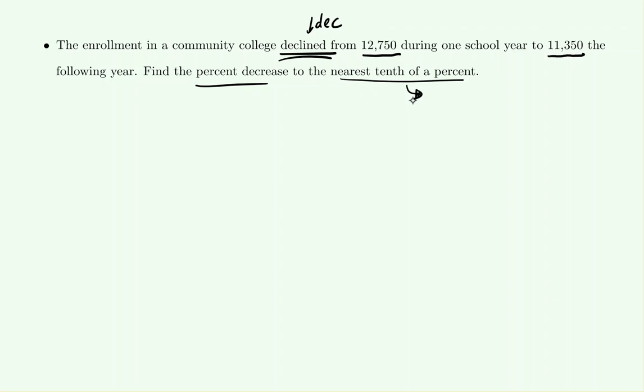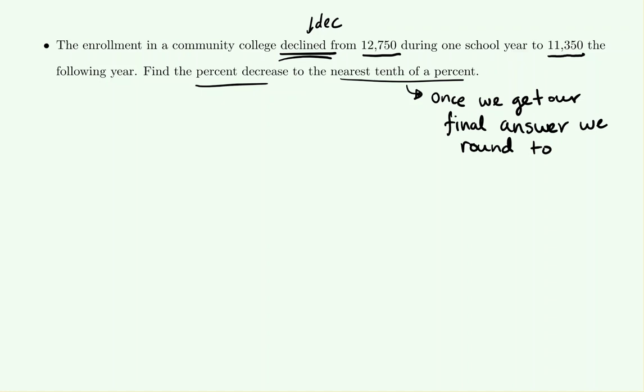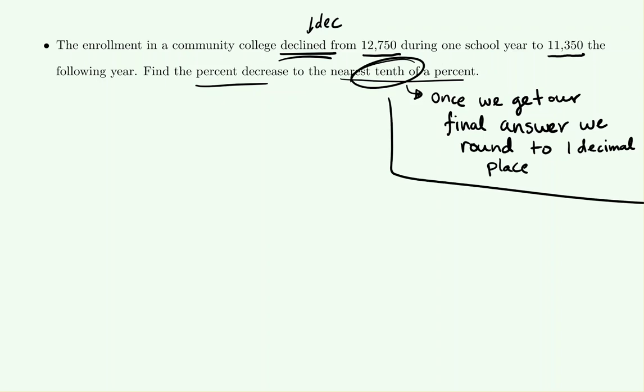Whenever it says to the nearest tenth of a percent or something like that, you worry about that at the very end, once we get our final answer. Then we're going to round, and when it says tenth of a percent, we know that means 1 decimal place. But first, we've got to get to our final answer. To find the percent decrease, remember that the percent amount is always going to be equal to the part divided by the whole times 100.